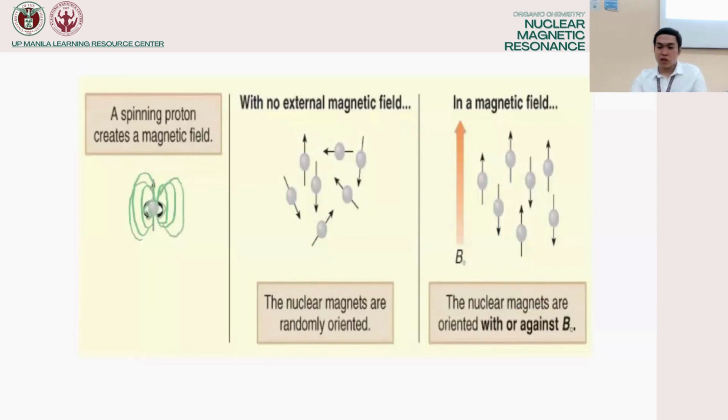Pero with no external magnetic field, denoted by B0, yan yung magnetic field natin, the nuclear magnets are randomly oriented. In quantum space, may sarili-sariling axis yan, may sarili-sariling orientation yan, depende kung saan sila oriented. But if there's a presence of a magnetic field in this corner, your nuclear magnets are oriented with or against your external magnetic field. Can you see my annotation? Kita ba annotation? This is your magnetic field direction.